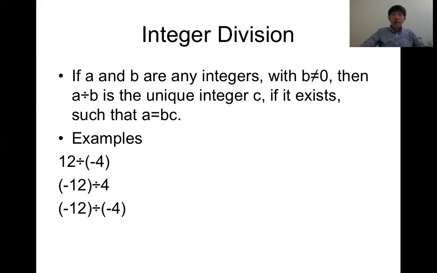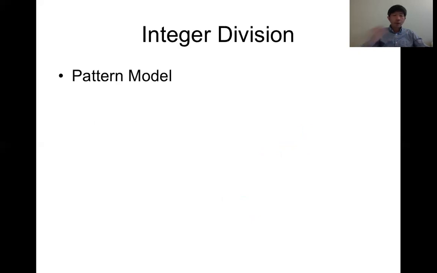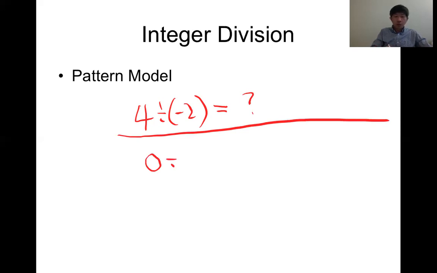So now I want to give you an example to show the integer division, okay? Here is a pattern model we can show you. For example, 4 divided by -2, right, is equal to how many? And we can show the pattern model. So here, we're going to start with what? Start with 0 divided by -2. 0 divided by -2, how many? 0. Next, 1 divided by -2, how many? -1/2.